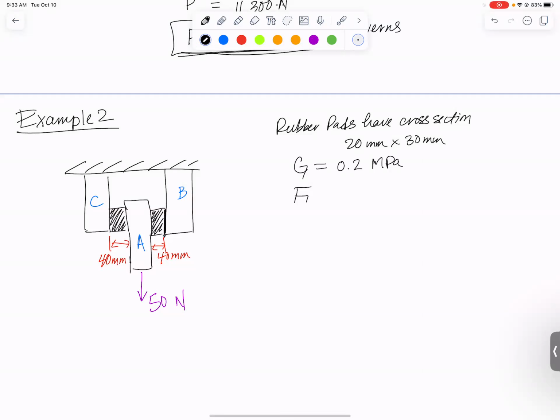With this information, we are supposed to find the downward deflection of member A. So the idea is that by applying 50 newtons of force to A, it's going to lead to some shear stress in the rubber pads on either side of it. That's going to cause these that are originally rectangular to deform downward like that. And we're going to use the stress and strain relationship with the shear modulus, and then the definition of shear strain, to figure out how that translates into actual downward motion of A.